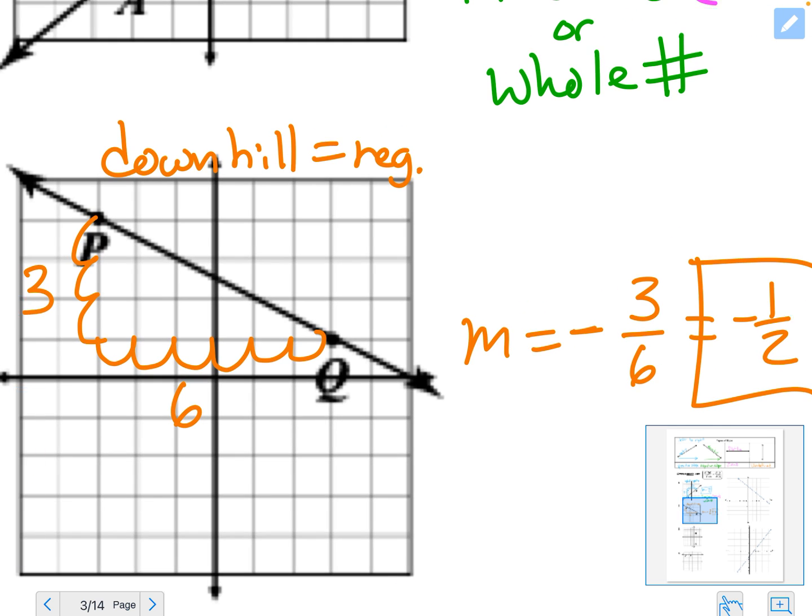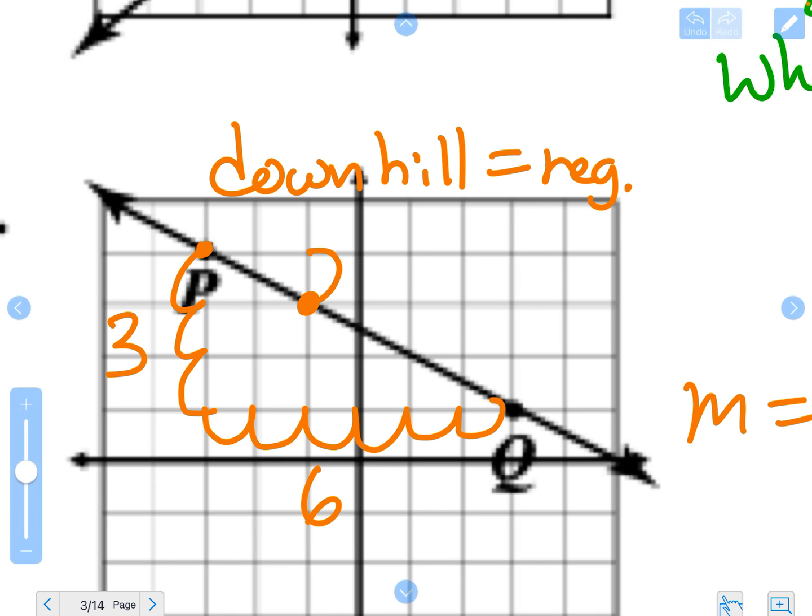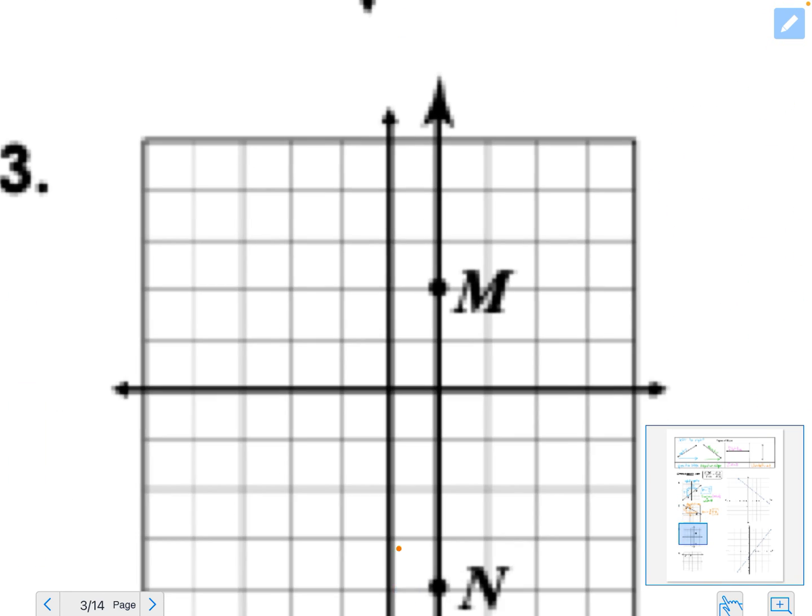One way I can show that is if we had drawn our own dots, I would have drawn those dots right there. And so our change in y would have been 1, and our change in x would have been 2. So it doesn't matter which 2 dots you use on a line, as long as you're reducing your fractions, you're always going to get the correct answer.